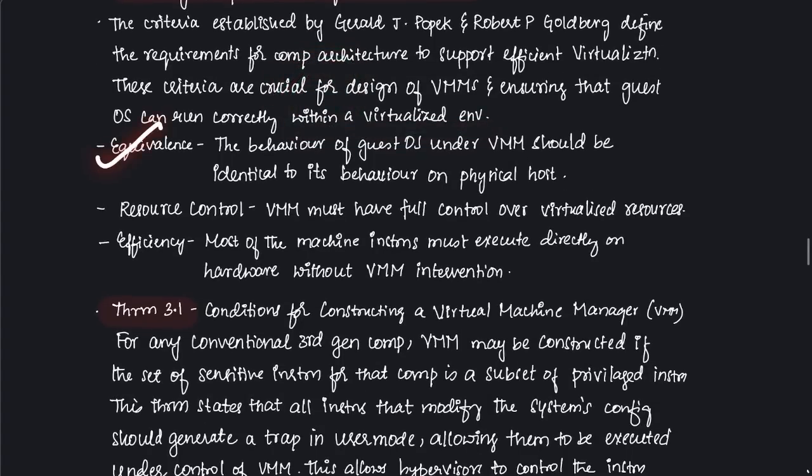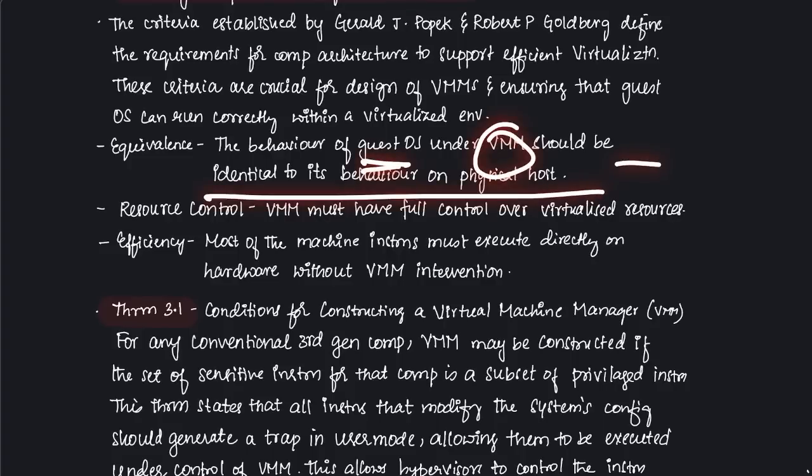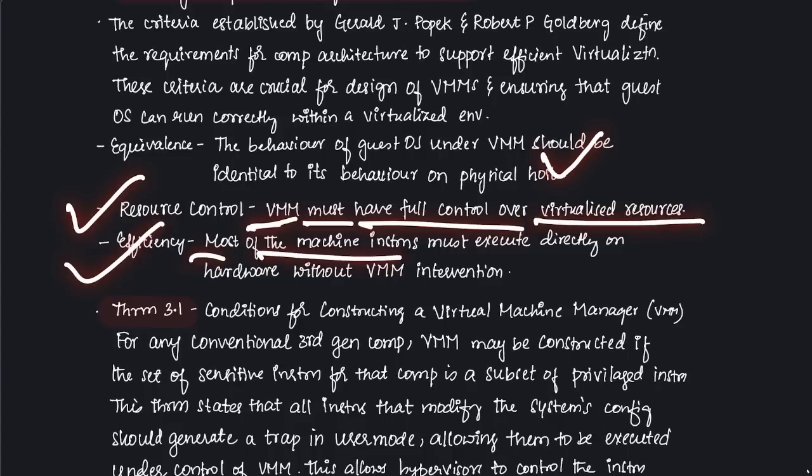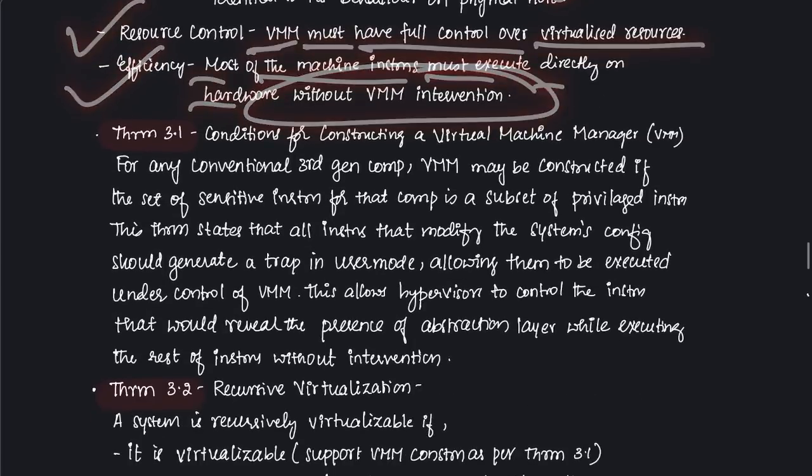So we have equivalence, resource control, and efficiency here. Equivalence means the behavior of the guest operating system under the virtual machine manager should be identical to the behavior on its physical host. Then we have resource control, that is, the VMM must have full control over the virtualized resources. Efficiency means most of the machine instructions must execute directly on the hardware without VMM intervention.